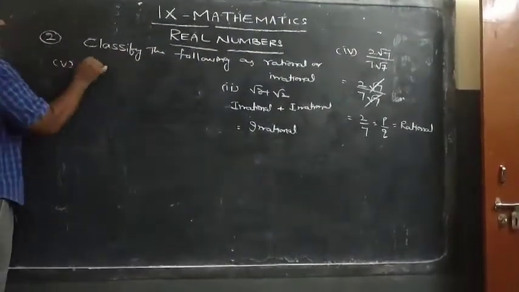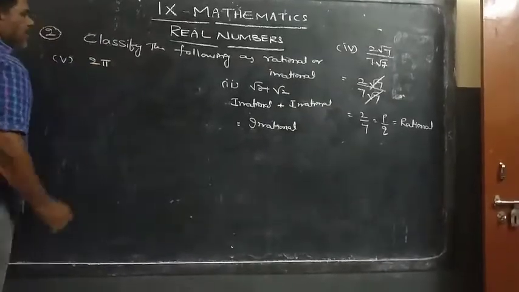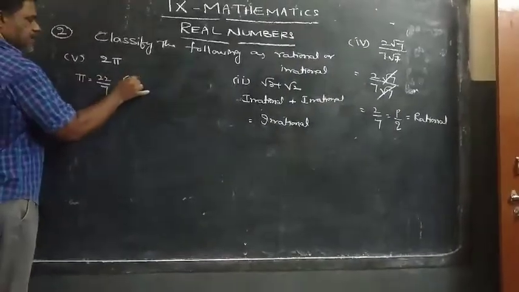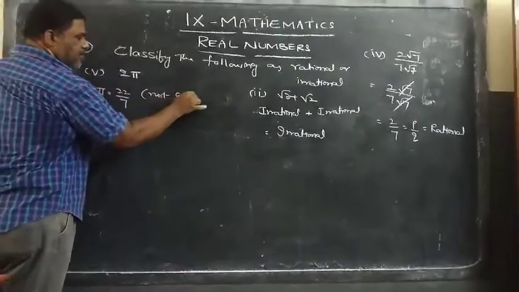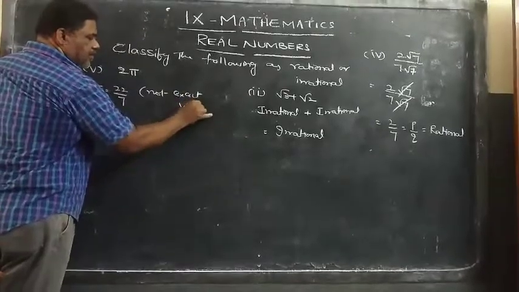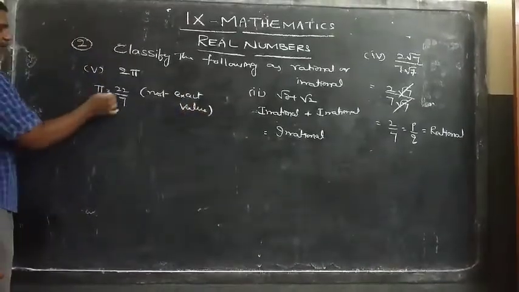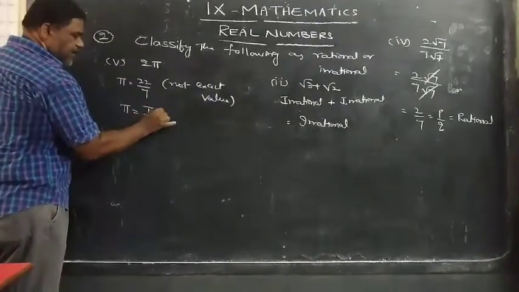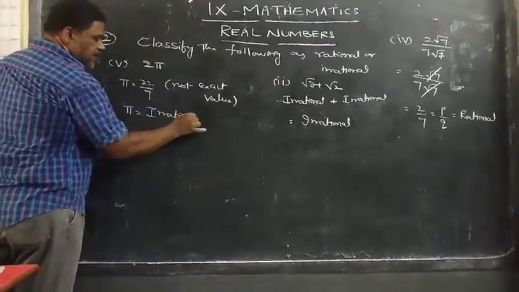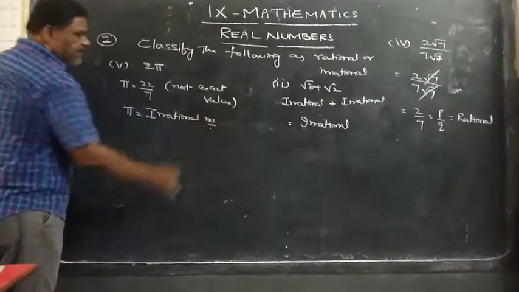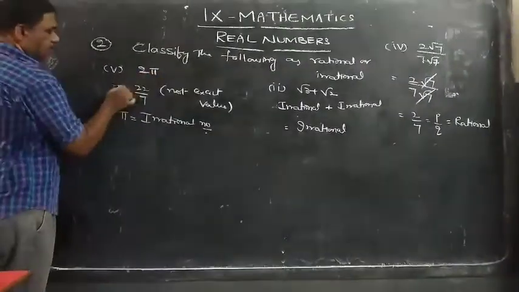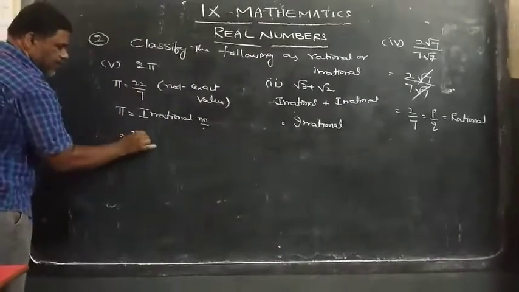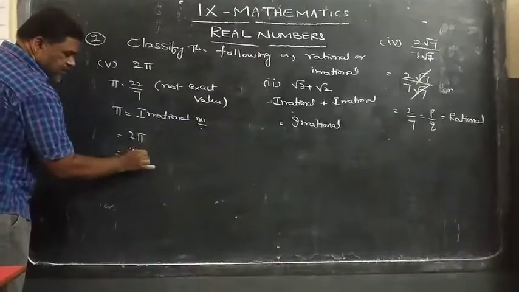Next fifth one, 2 pi. This pi value is 22 by 7, but it is not the exact value. So this pi 22 by 7, even though it is in p by q form, it is not a rational number, it is called an irrational number because that 22 by 7 is not an exact value for pi. So pi is not a rational number, it is an irrational number. If you multiply it by 2, 2 pi is also an irrational number only.